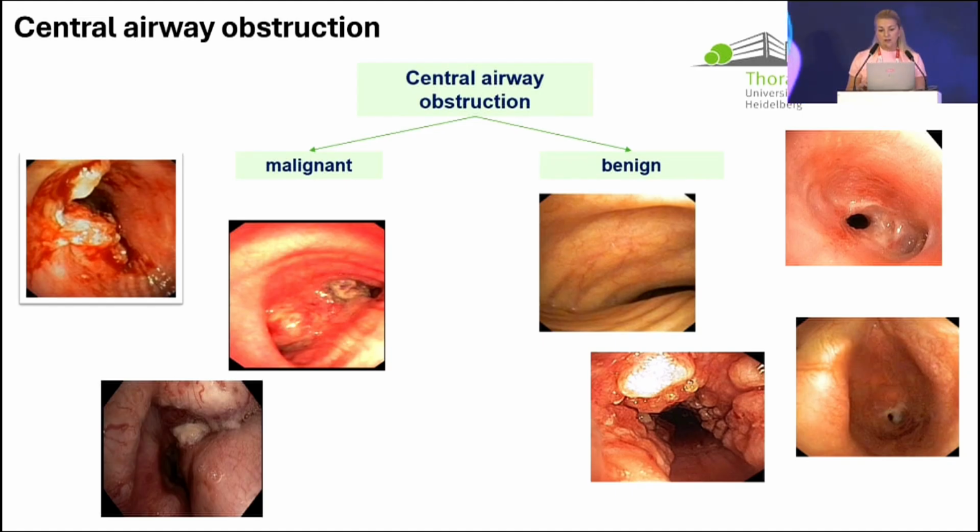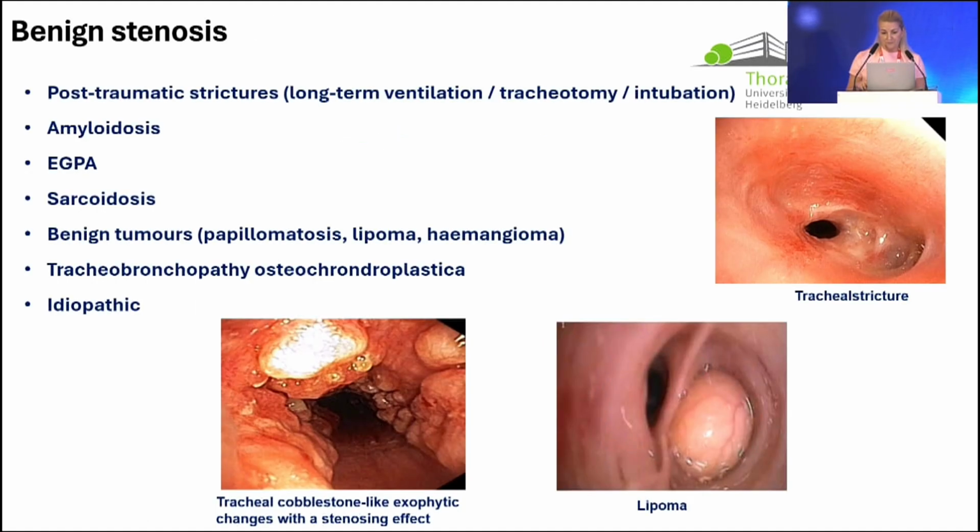We have central airway obstructions, which are malignant and benign. The benign stenoses have multiple etiologies, most often post-traumatic strictures. We have a lot after tracheotomy and intubation. We know this from long-term ventilation during COVID. We have many patients with tracheal strictures coming up. But amyloidosis, GPA, and sarcoidosis can also cause central obstructions.